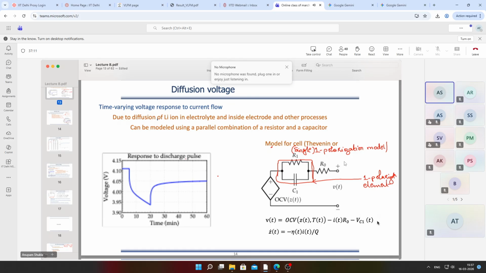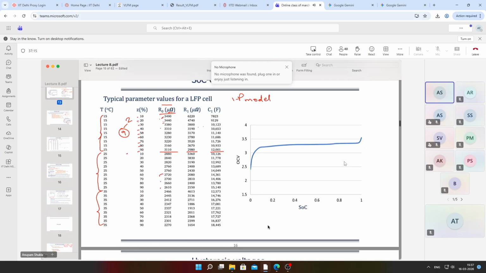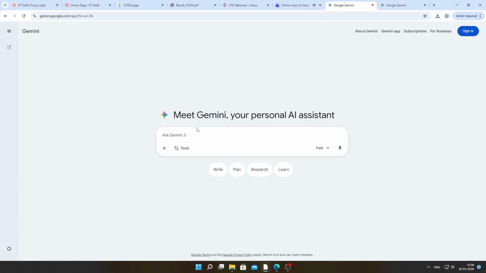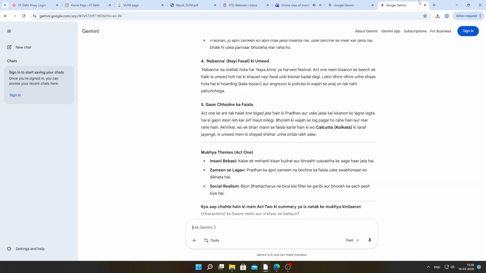If we include a hysteresis element also in the model, then we will have that H1. But for our course, let's forget about that. So that is our understanding of a cell, or the simple understanding of a cell.